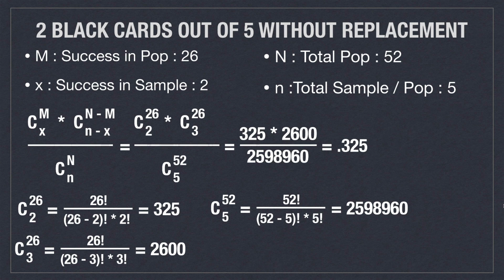Now this is a little bit complicated, but it's basically just calculating combinations down here and then bringing everything all together. And here is the main formula here. But basically, if I find the combinations for our formula we have here and work through it, you'll see that I have a 0.325 probability of success of drawing 2 black cards out of a total of 5 without replacement.